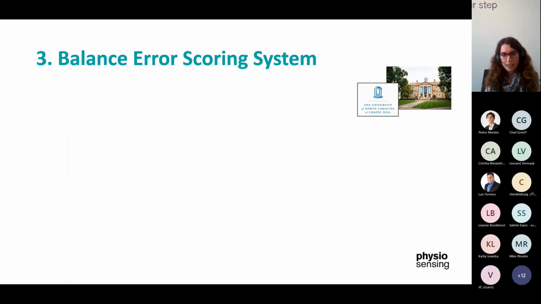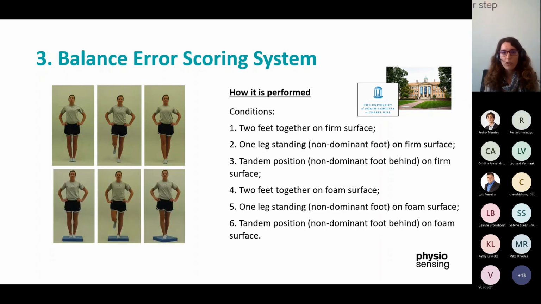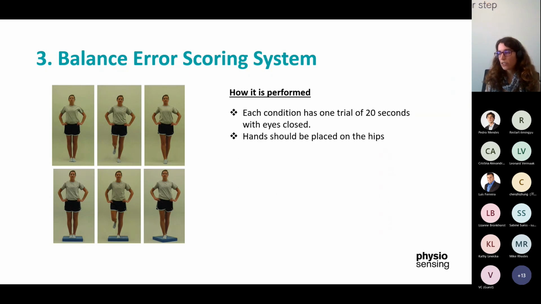So this scale has 3 different stances, like you see here, and it starts with the two feet together on a firm surface. Then we have only one leg, using the non-dominant foot, on a firm surface, and then the tandem position with the non-dominant foot behind the other foot, also on a firm surface. Then we repeat all these stances using foam to create an unstable surface. So this is the protocol that was created, and each condition has one trial of 20 seconds, and they should be performed with the eyes closed and hands on hips.